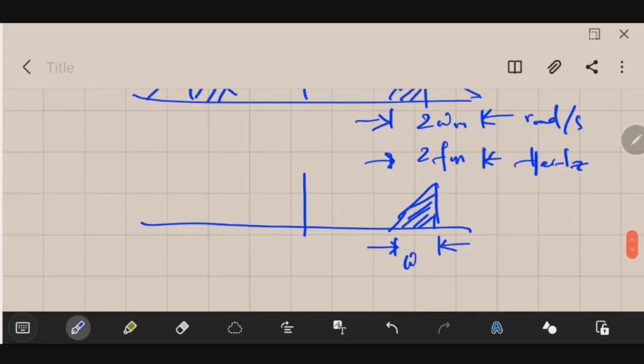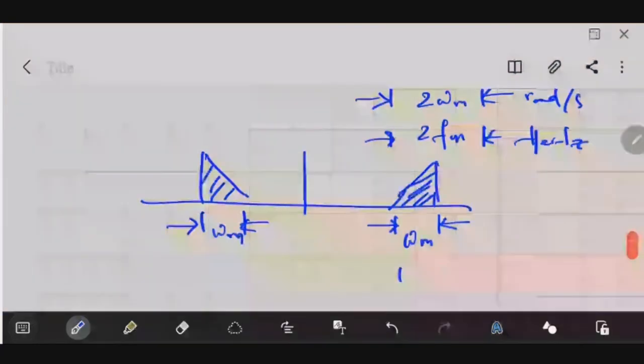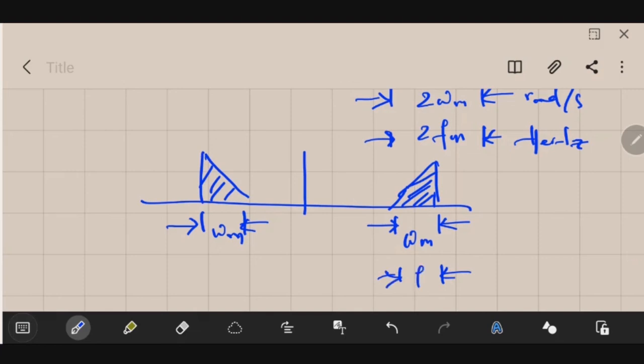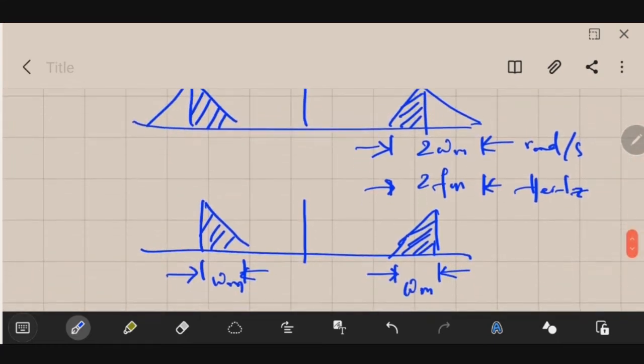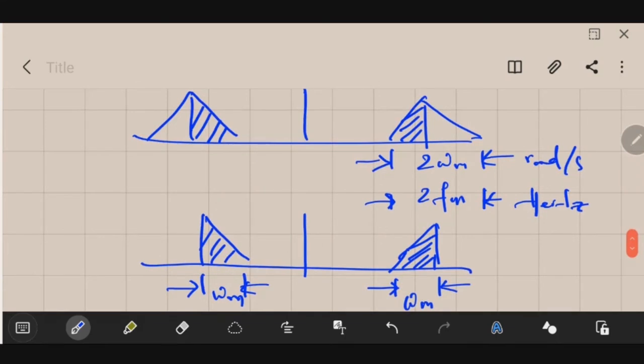So in place of these two sidebands, if I only transmit this shaded portion, or one of the sidebands, can you tell me what will be the required bandwidth? If one of these is actually transmitted, it will be omega m. Here also the same thing will be there. Okay, so in terms of hertz, it will be Fm. So you could see why we have different types of amplitude modulation. You could see that here we are saving half of the bandwidth.